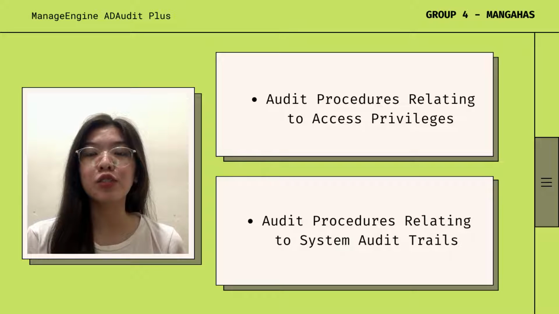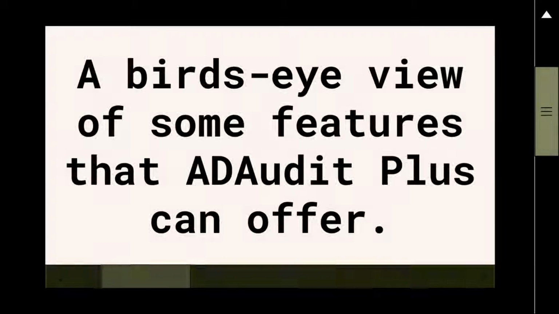Second is audit procedures relating to system audit trails. Dito naman mabe-verify kung effective ba yung management policies and procedures para ma-prevent yung pagkalat ng destructive programs such as viruses, backdoors, and logic bombs.